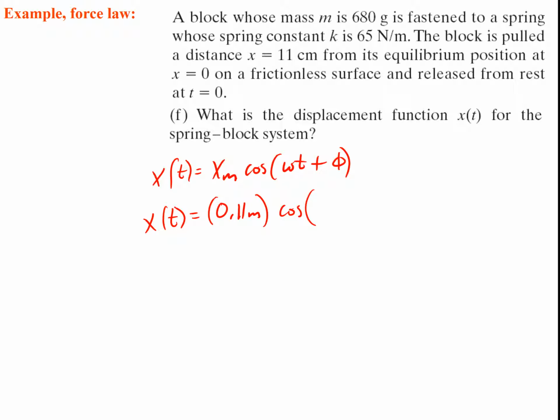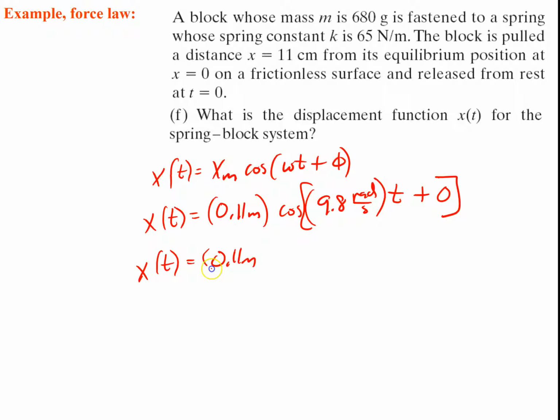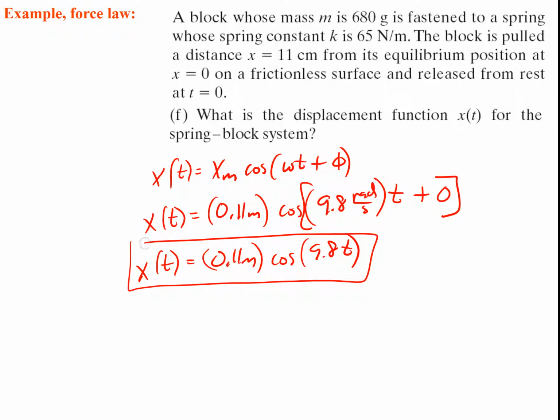So our omega is 9.8 radians a second, and then that's going to be multiplied by t, right? And then plus our phase angle, which we found was 0. Okay. Or you could also put in 2 pi or 4 pi, but the value would be the same. All right, so simplifying this, x of t is equal to 0.11 meters times the cosine of 9.8 t. All right, and that would be the final equation for this system, right, for the spring block system.